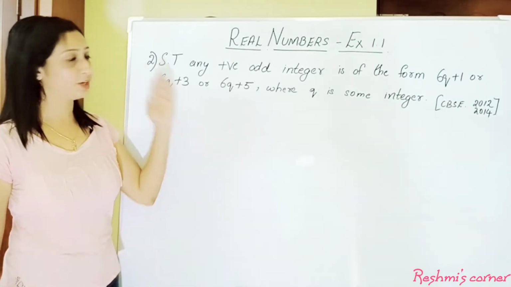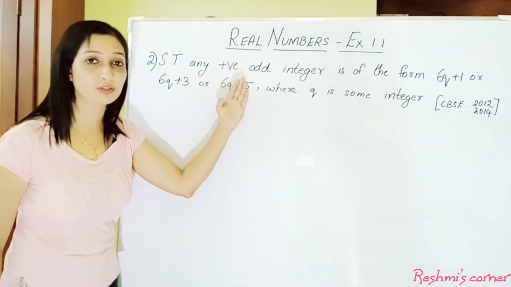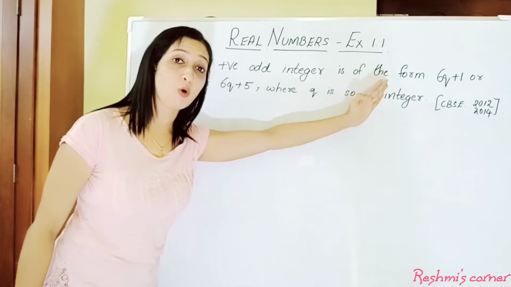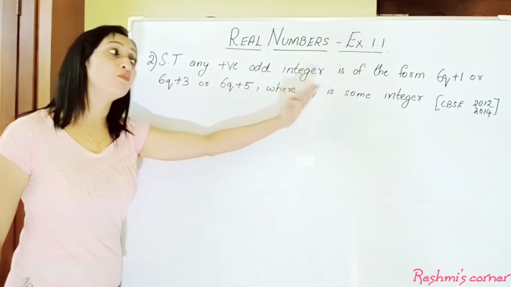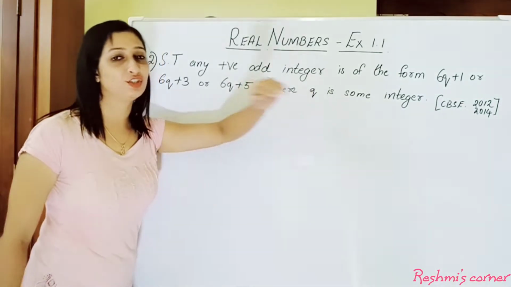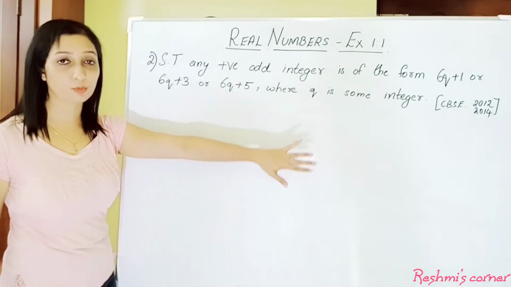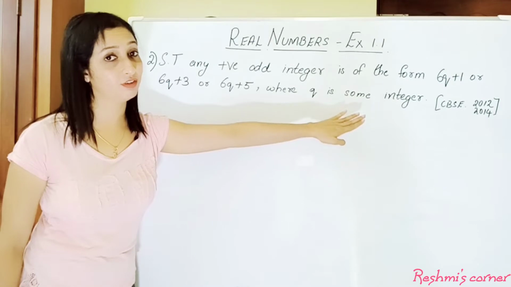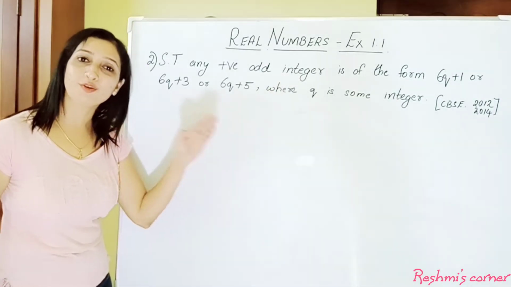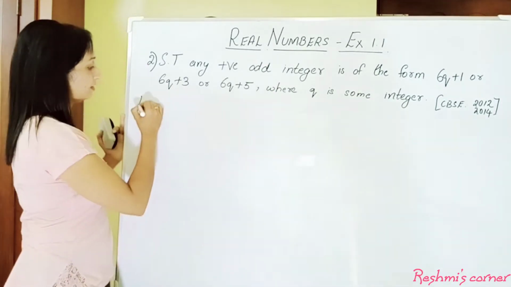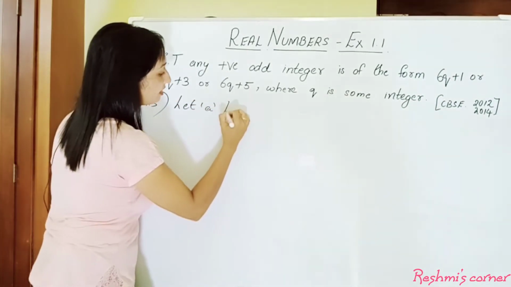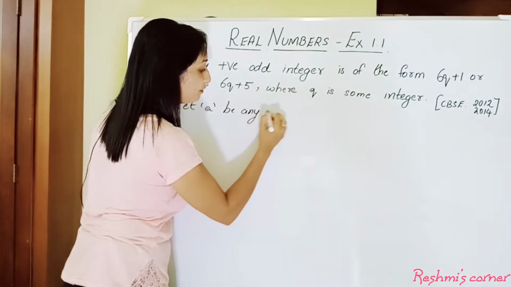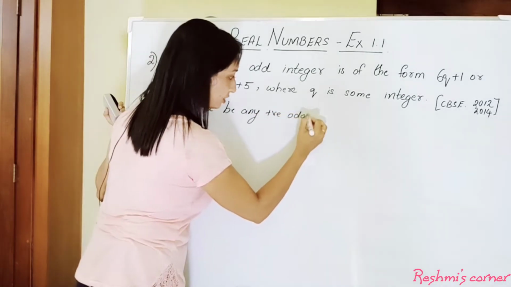So this is our second question, which is: show that any positive odd integer is of the form 6q plus 1, or 6q plus 3, or 6q plus 5, where q is some integer. Now this is a repeatedly asked board exam question. It was asked in the years 2012 and 2014. So let's move on to the answer. Answer. Let a be any positive odd integer.